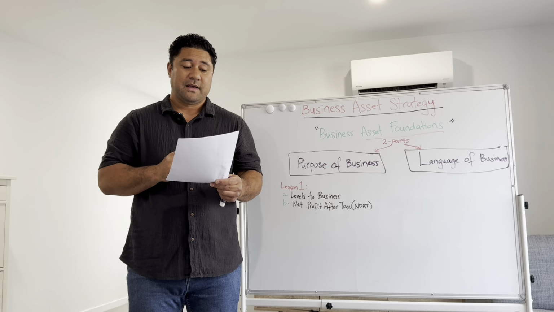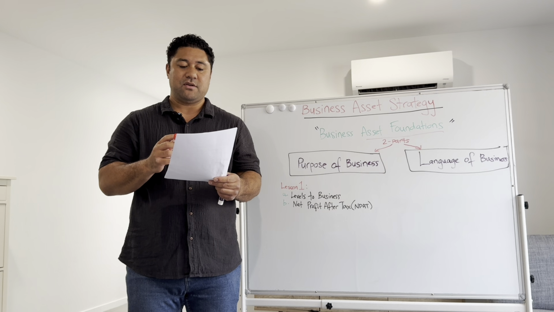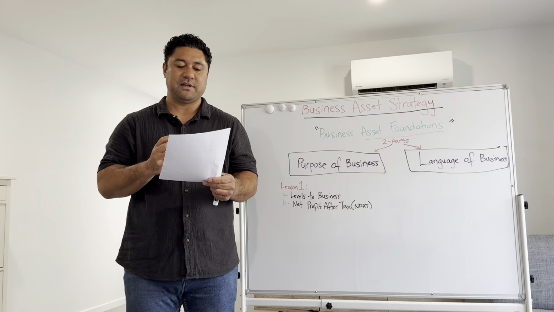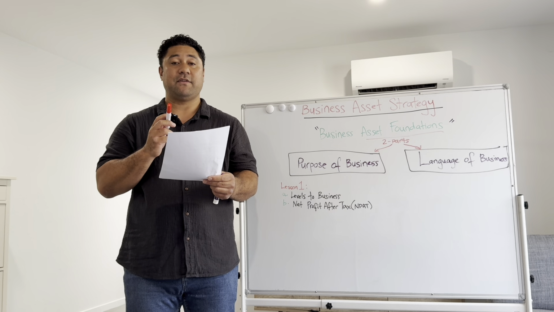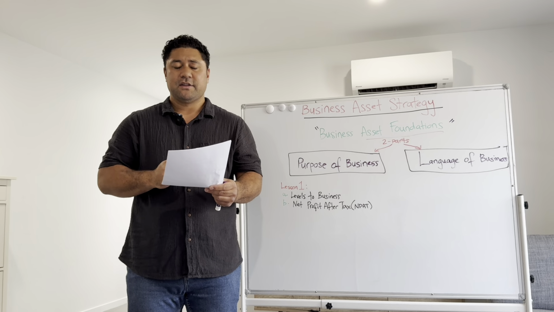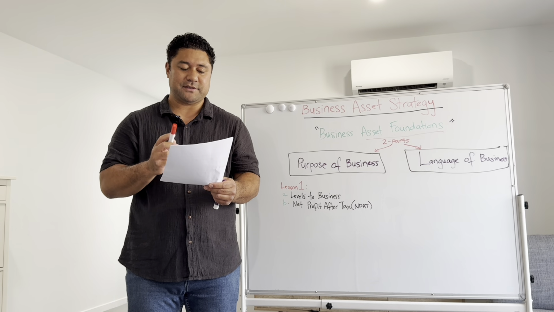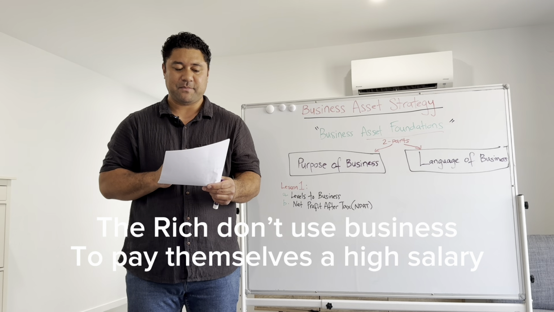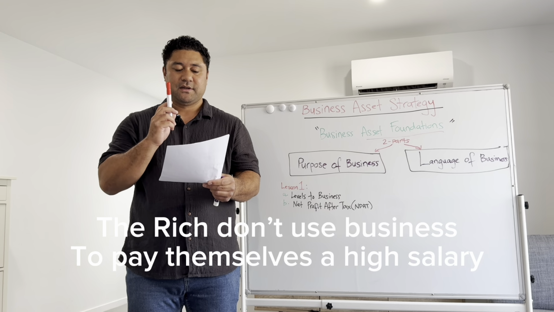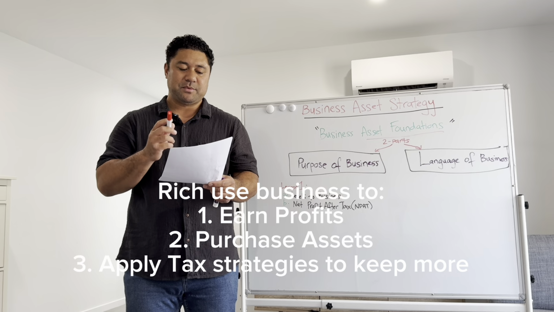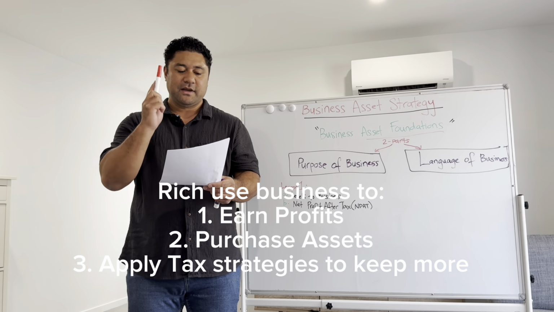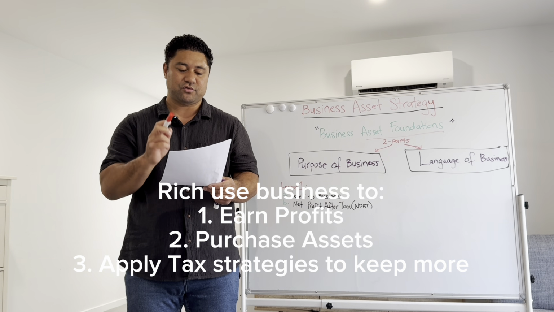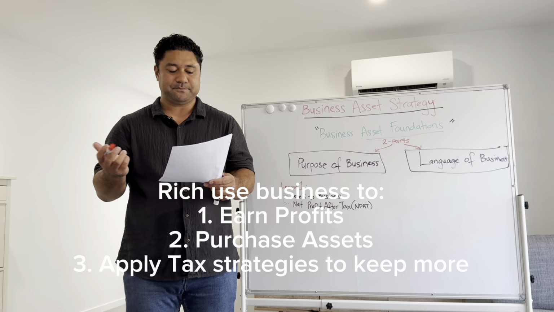If you are not making a profit, then you've just created yourself a nice job. Except you hold more responsibility and you don't get paid if you don't have any sales. So once again, the purpose of business is to make a profit. The rich don't use business to pay themselves a high salary. Hear that again. The rich don't use businesses to pay themselves a high salary. They use business to earn profits, number 1. Number 2, accumulate assets. And number 3, apply better tax strategies in order to keep more of their money.